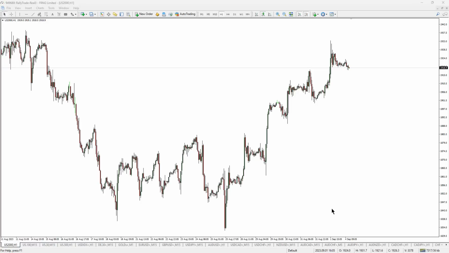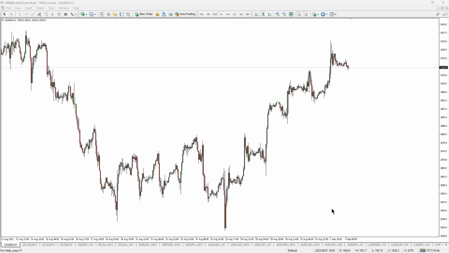Now, what I'm going to do right now is go through a step-by-step process of what this strategy entails and how you can take advantage of it to make money for yourself from trading. Now, the first step, look at the way this chart is.